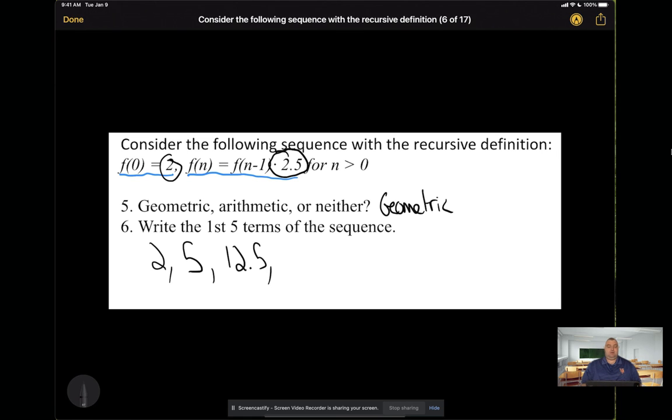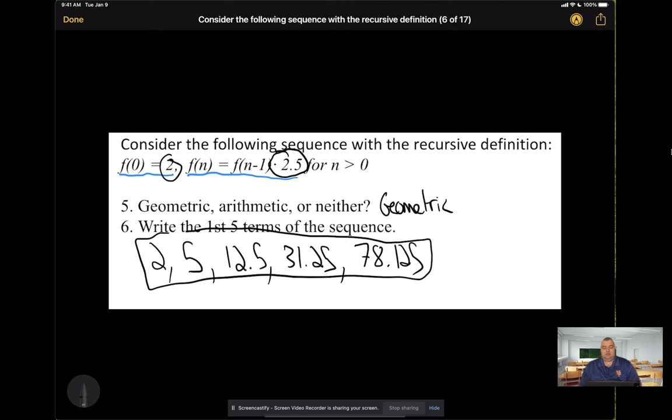So we have the first 3. We need to do 2 more. Now I'm going to take 12.5 and multiply that by 2.5. And I get 31.25. And then for the fifth term, I'm going to take 31.25 and multiply that by 2.5 on a calculator. And I end up with 78.125.